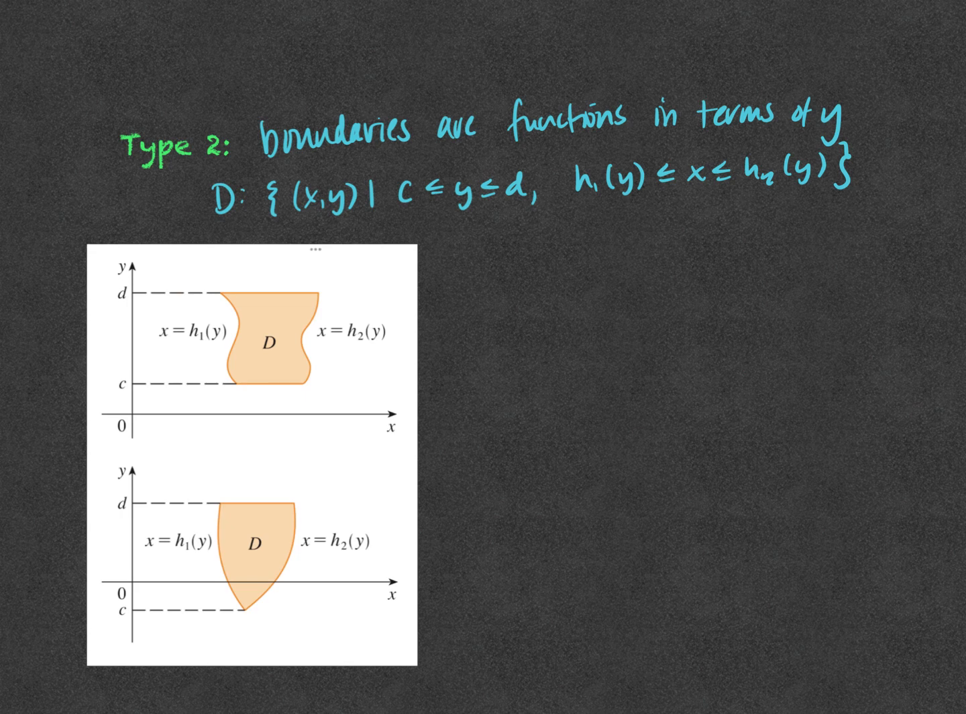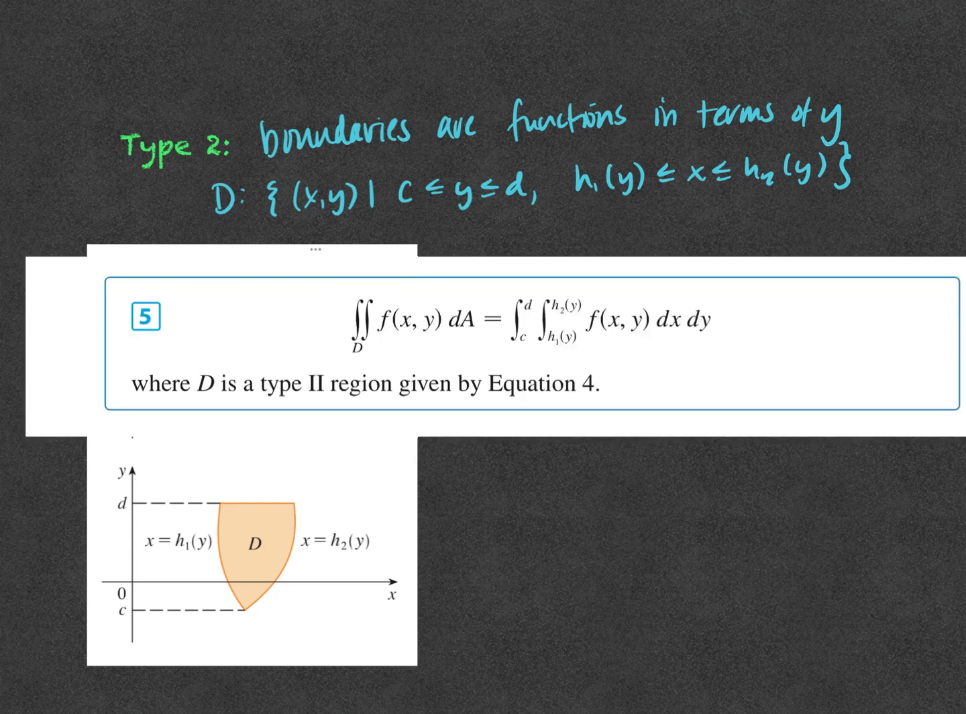So here we have two pictures being shown, and we can see that there are definitely regions in terms of equations in terms of y. So we're going to say that the double integral then is, and notice that we have our dx first, our inside integral is dx, and the bounds are h1(y) to h2(y), and our second integral is the integral in terms of y, and it goes from c to d. So let's look at an example of one of those.